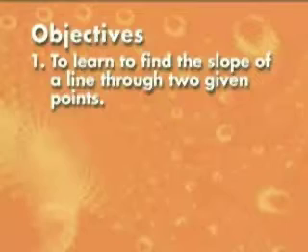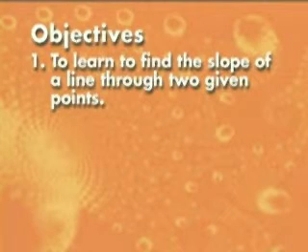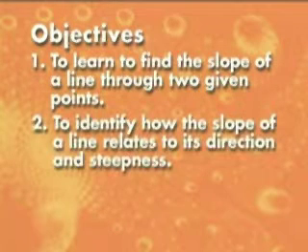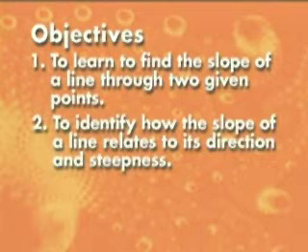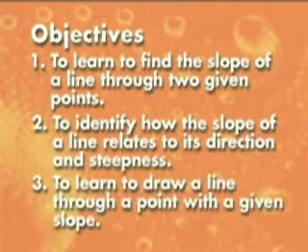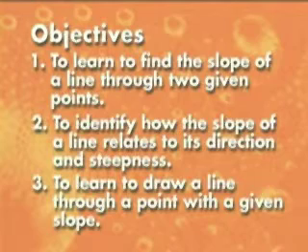Today, we've gone up and down, learning all about the slope of a line. Hopefully, you'll feel that we've met today's objectives. Again, those were 1. To learn to find the slope of a line through 2 given points. 2. To identify how the slope of a line relates to its direction and steepness. And 3. To learn to draw a line through a given point with a given slope.